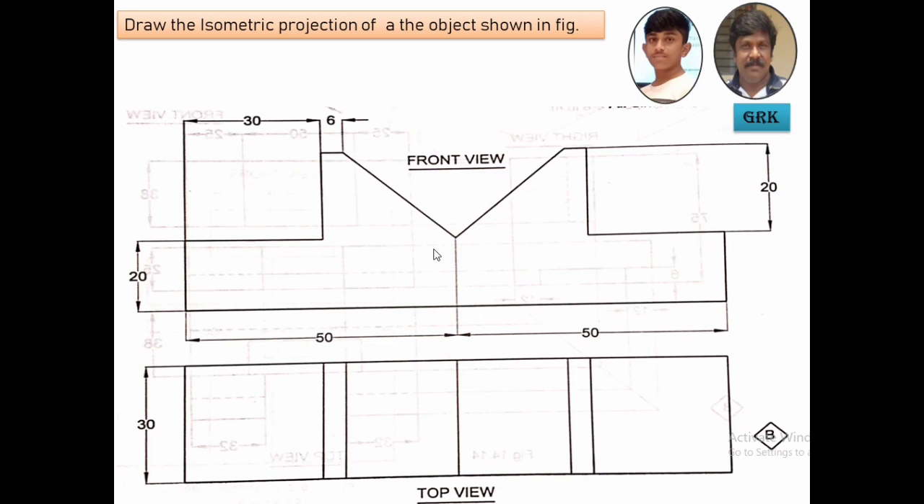Now before going into the problem, let us have a look at the 3D model of this one. We have generated a 3D model for this one. Let me show you the 3D model first and make you understand how to draw the 3D object, that is, the isometric projection of this given orthographic views of an object. Okay? Let us have a look at the 3D model.